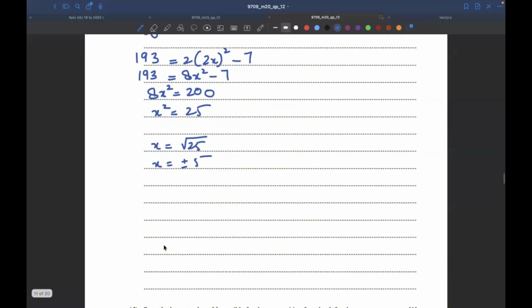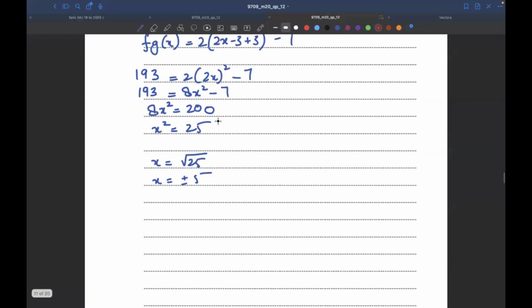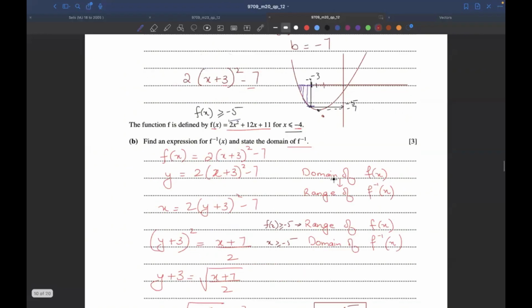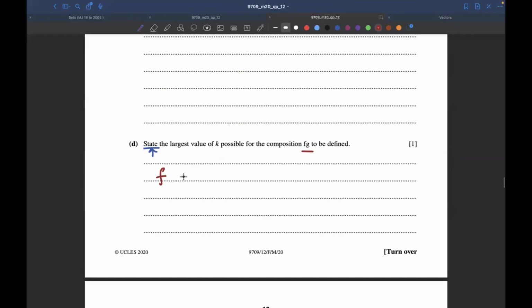Now in part D, it says state the largest value of k possible for the composition fg to be defined. Now, if the question says state, that means there is no working that we have to do. But to figure this out, what we know is that this function f of x is defined for values of x less than -4. When we talk about fg of x, that basically means in this function f of x, this x is being replaced by this function g.